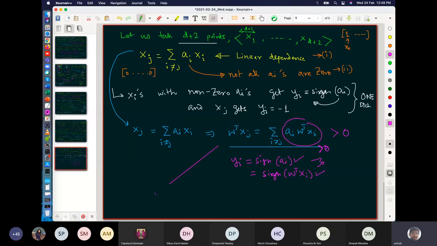This forces my yj, which is basically sign of w transpose xj, to be positive, leading to a contradiction with respect to the dichotomy that I have assumed. Therefore, not all possible dichotomies I can realize with d plus 2 points.